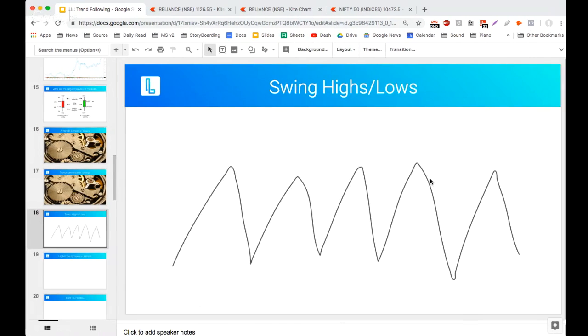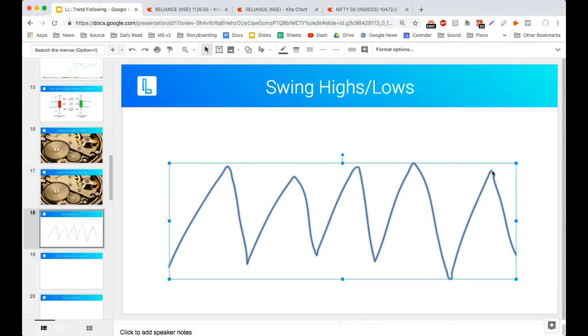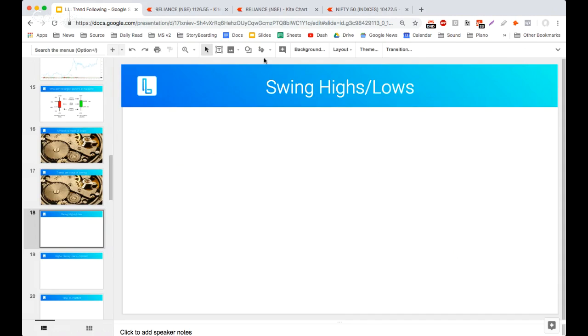Okay, everyone sees 5, 5, 5, 5, 5. So let me count it for you. 1, 2, 3, 4, 5. Wonderful, very nice. So these are 5 swing highs. Wonderful, very happy to see this.